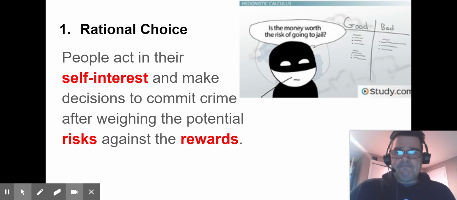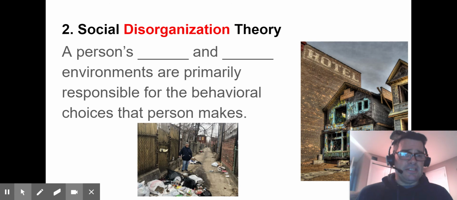So there's that. All right, second one, and this is the second of the two we're going to look at in this particular lesson, is called social disorganization theory. It's a lot more in depth than the last one we looked at, at least in terms of how I'm going to teach it. And it's really an interesting theory.